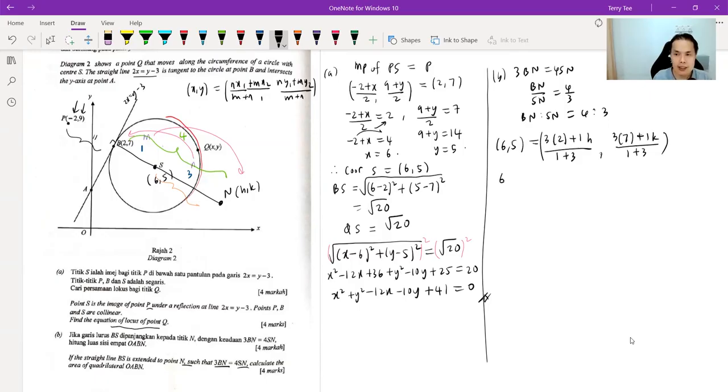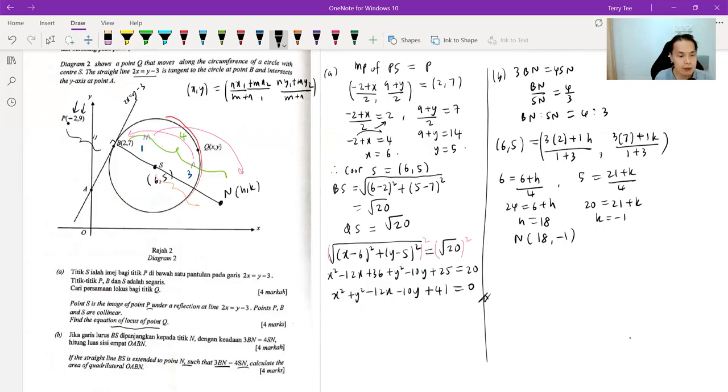So let's compare this now. 6 equals (6 plus h) over 4. Let's solve for h. When I multiply over, this is 24 equals 6 plus h. My h, bring over, is just 18, 24 minus 6 is 18. Okay, let me write over here. Now, for my y coordinate, I have 5 equals (21 plus k) over 4. This is 20 equals 21 plus k. My k is -1. So I've got my x coordinate and my y coordinate. I know coordinate point N is (18, -1).